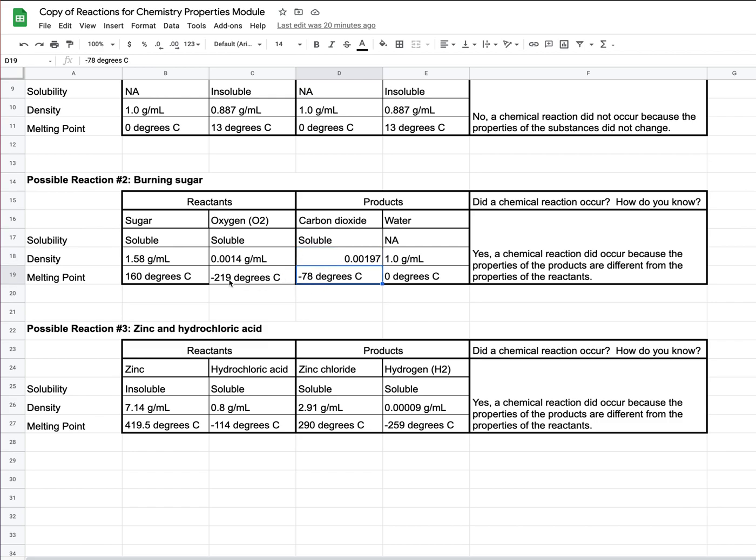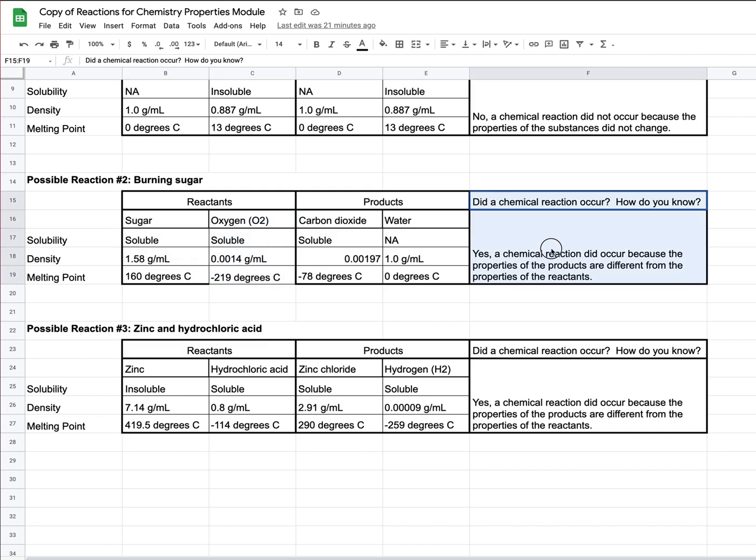What about its melting point? Well, also different, right? Melting point of sugar is 160, melting point of oxygen, negative 219, carbon dioxide, negative 78. So the properties of carbon dioxide are different from the properties of either sugar or oxygen. We also get water from this reaction. Density of water, 1.0 grams per milliliter. Melting point, 0 degrees Celsius. So again, properties are different of water than oxygen or sugar.